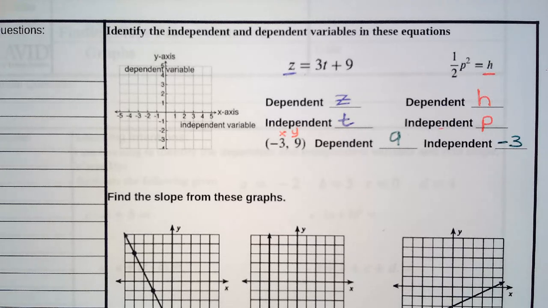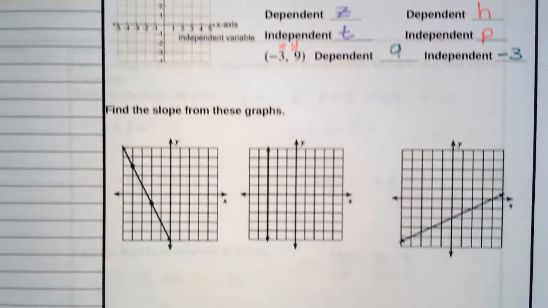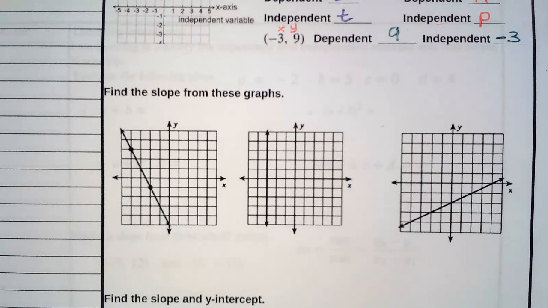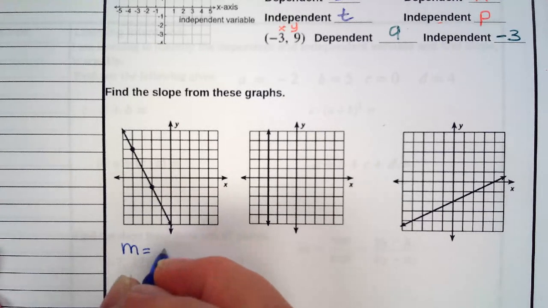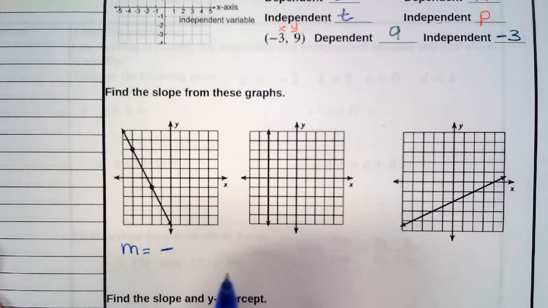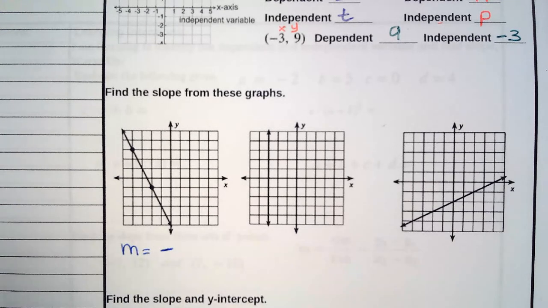Okay, so we've got 3 graphs to find the slope of. So let's look at the first one. Step number 1, when you're analyzing, is it positive or negative? This one's negative. That means I go down and to the right.